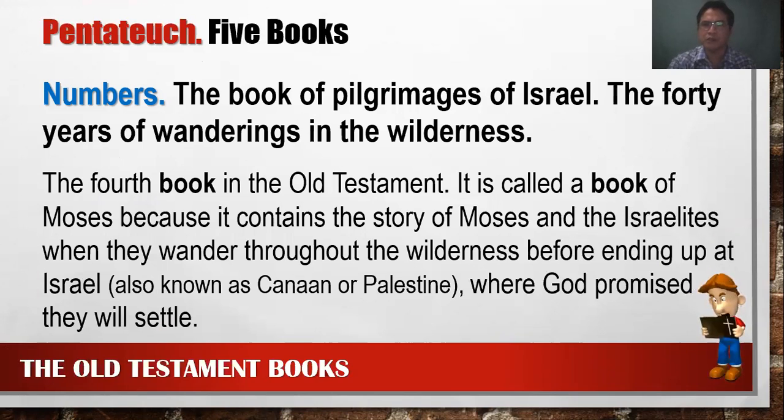Next, the book of Numbers. Numbers is the book of the pilgrimage of Israel, the 40 years of wandering in the wilderness. It is the fourth book in the Old Testament. It is called a book of Moses because it contains the story of Moses and the Israelites when they wandered throughout the wilderness before ending up at Israel, where God promised they would settle.